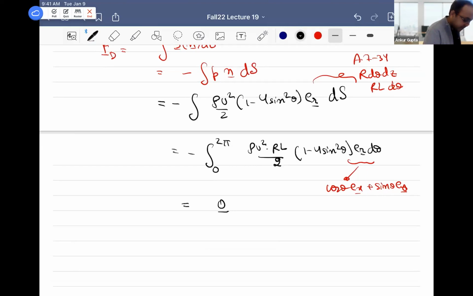drag force is amazingly 0. And for almost a century or something like that, this was sort of an unsolved mystery. It's called D'Alembert's paradox.